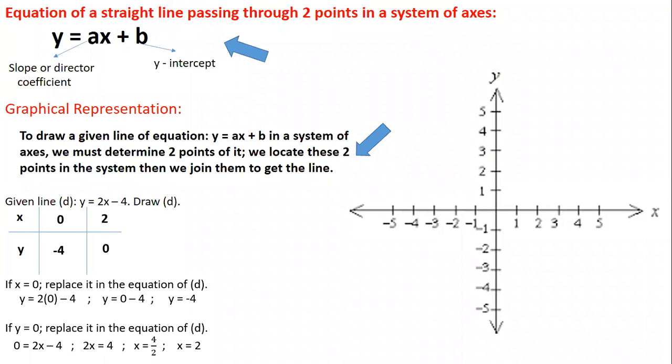So what do I get from this table? I get 2 points. The first point has abscissa 0, ordinate -4. I will locate it on the axis. So let's locate abscissa 0, ordinate -4. Since the abscissa is 0, my point will be located on the y-axis, right? Yeah. And 2, 0, since the ordinate is 0, it will be located on the x-axis. Now, after getting these 2 points, I simply join them with a long ruler to get my straight line, which is D. In this way, we always draw any straight line in the system of axes.